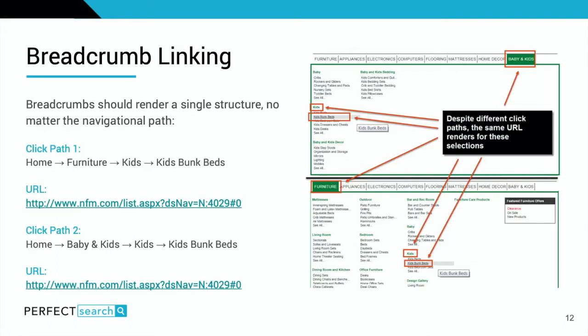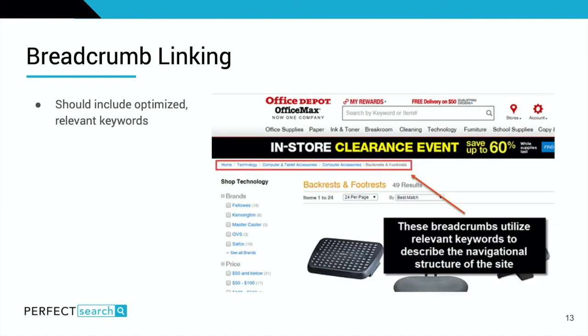So here we have an example of a kids bunk beds page where it falls underneath the baby and kids sections in the top nav, but it also falls under furniture. So there's different ways of navigating to this. And of course, depending on how many categories or products your site has, there might just always be more than one way. But you want to make sure that the internal link is always going directly to the end state URL. Another important factor with breadcrumb linking, well, I guess any linking, is you want to make sure that the link includes optimized relevant keywords.